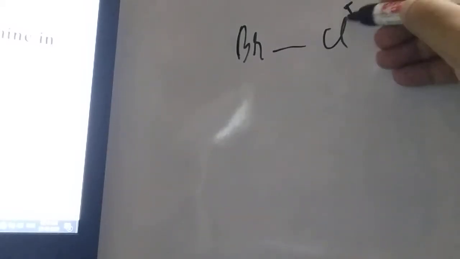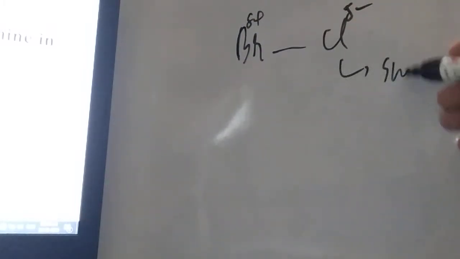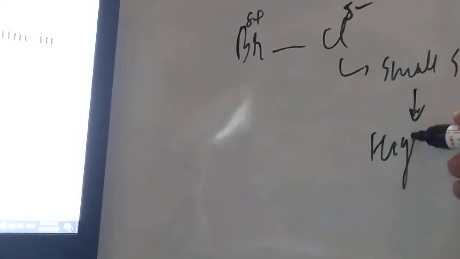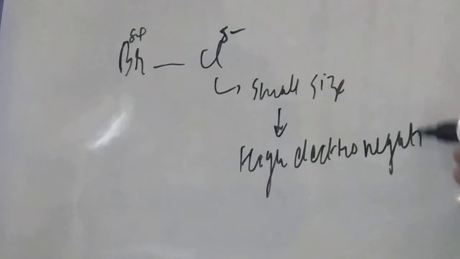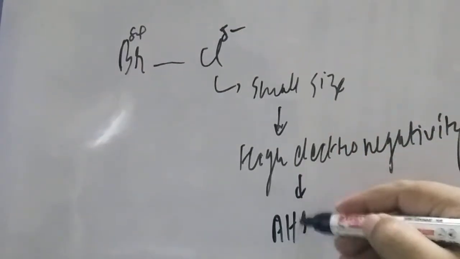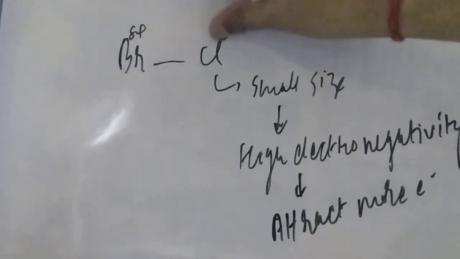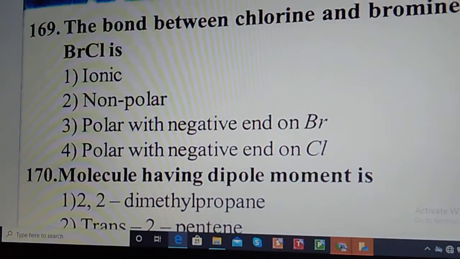If you talk about Br and Cl, student, a covalent bond will form, but it will be polar. Chlorine will acquire the negative charge and bromine the partial positive charge, because chlorine has a small size, and due to small size, high electronegativity. With high electronegativity it attracts more electrons, so it will acquire the negative charge. Now let us read the options for this question 169.